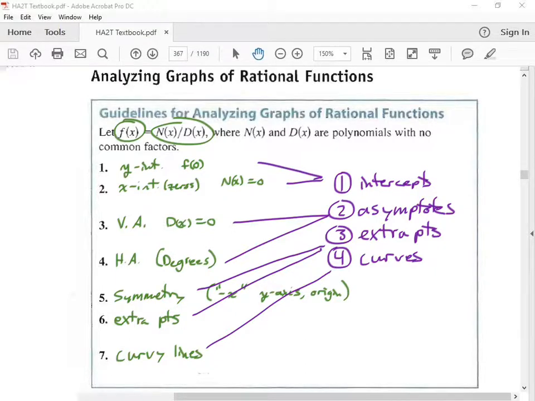All right, let's get on with the program, and let me show you guys the first example.